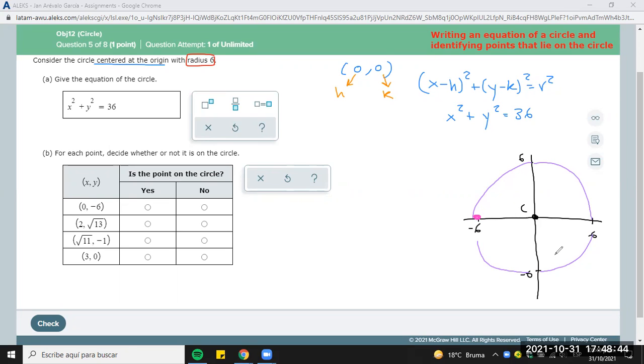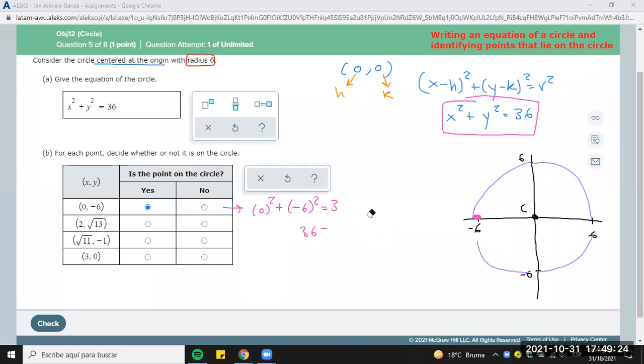The idea is you don't have to do the drawing, because there will be points that are not so easy to graph. What you're going to do is substitute the value of x and y in the equation and see if you get something true. Here x is 0 and y is minus 6. So 0 squared is 0, minus 6 squared is 36. So 36 equals 36. That is true. So this is going to be in the circle, right?